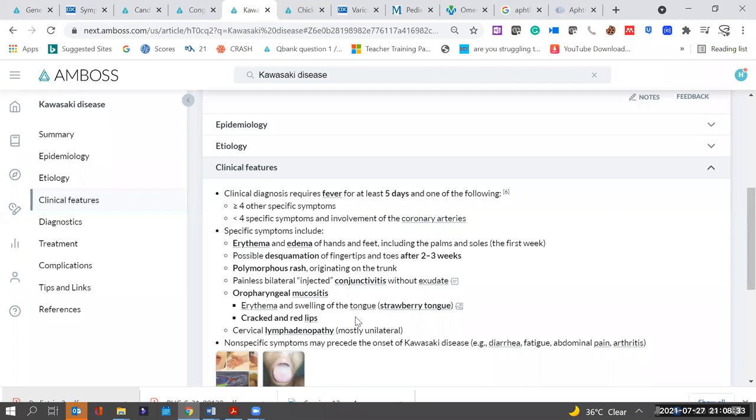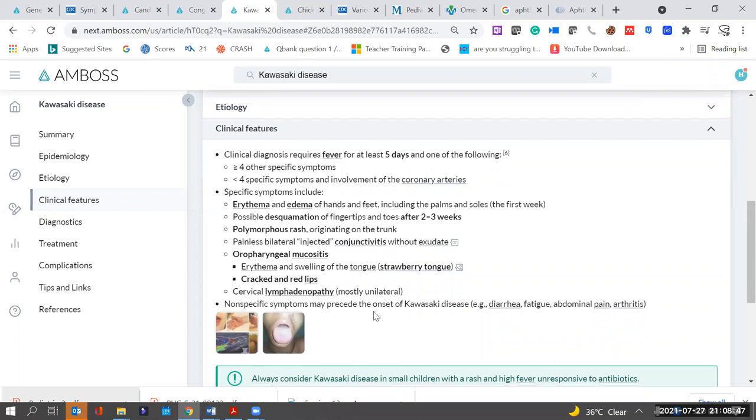So strawberry tongue, red lips, bilateral. If you are seeing this, the fingertips and toes are involved. Desquamation is there. Cervical lymphadenopathy, which is mostly unilateral, but you can find cervical lymphadenopathy as well in these patients. So this is also one of the clues in making a diagnosis.